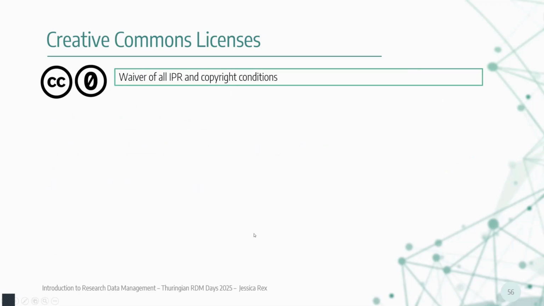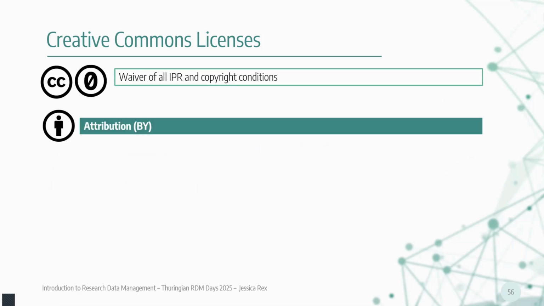And a little bit of an overview of Creative Commons licenses. So we have the CC0 license, which, if you apply this, basically makes your work, your data, public domain and waives all IPR and copyright conditions. Basically, people can do whatever they want with your work. They can copy it, change it, and so on and so forth. And you might be like, okay, but why is that good? Why do I want that?